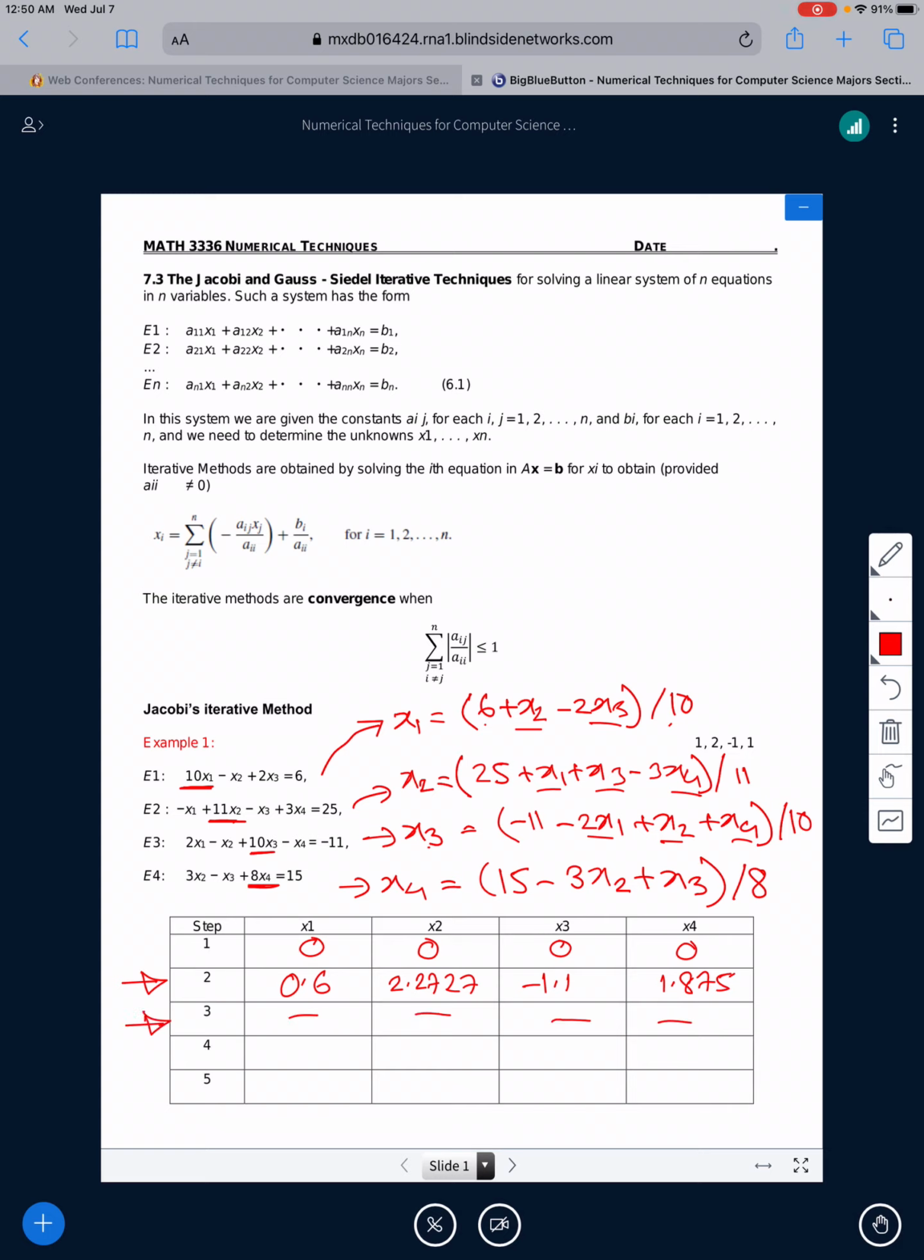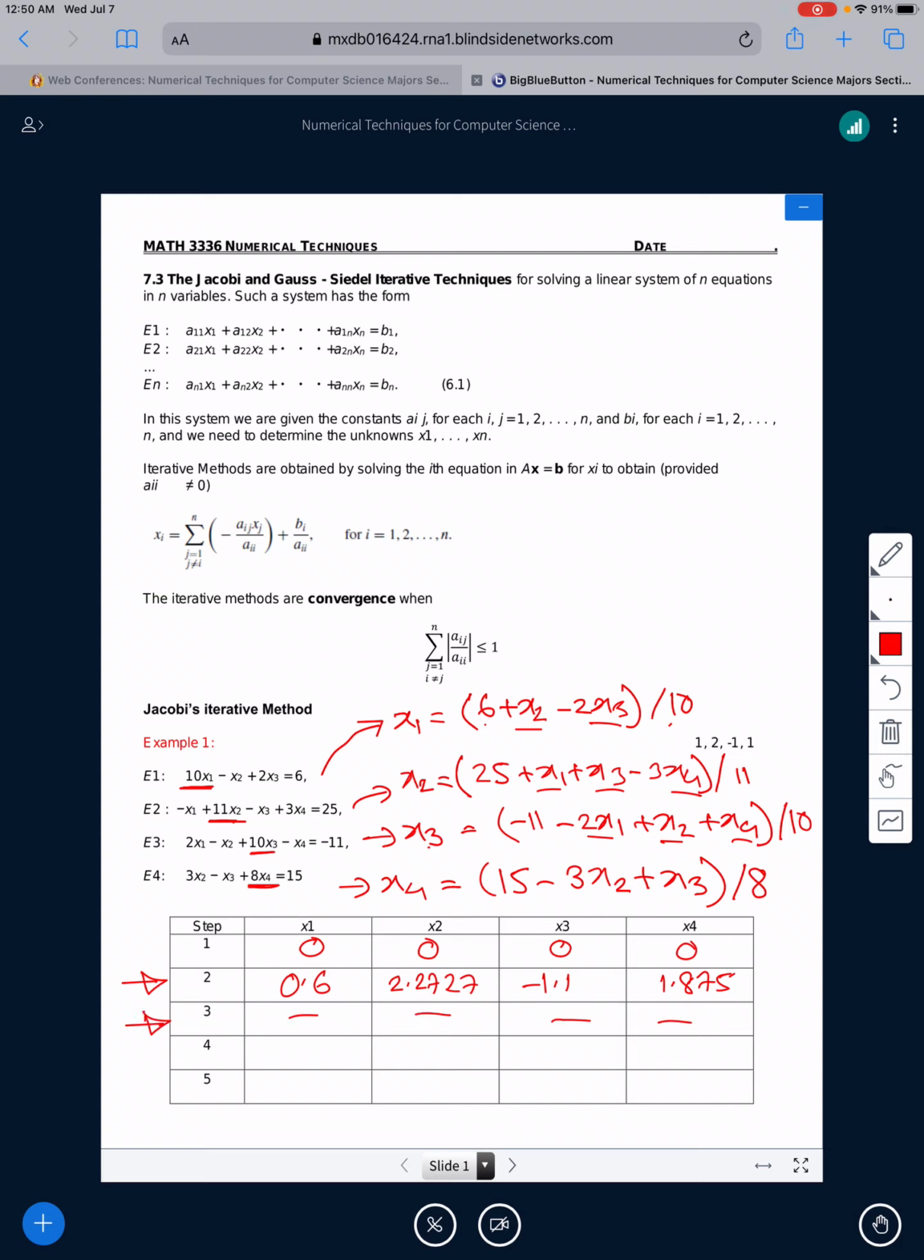Each of the equations will give us a sum of the coefficients that is less than or equal to 1. If this condition is satisfied, then you will have a convergent system of equations. Now I have completed the calculation of this problem. Let me show you guys.